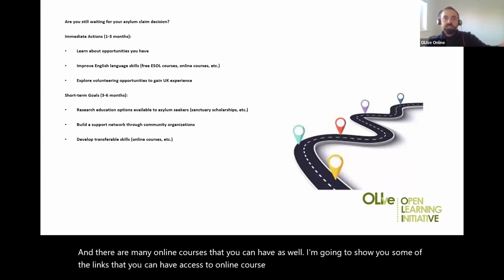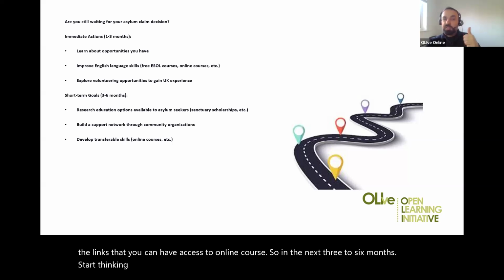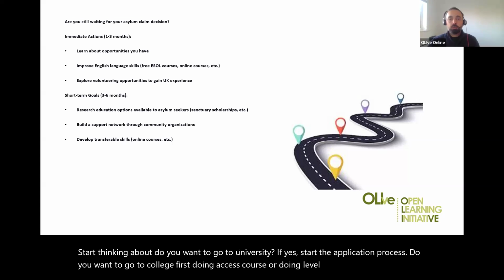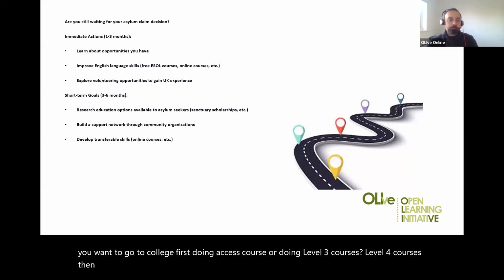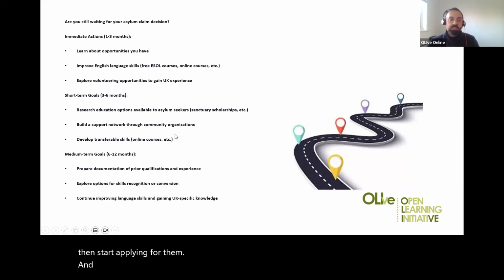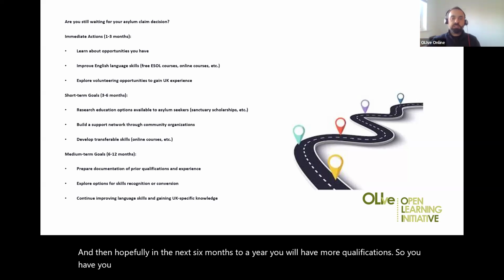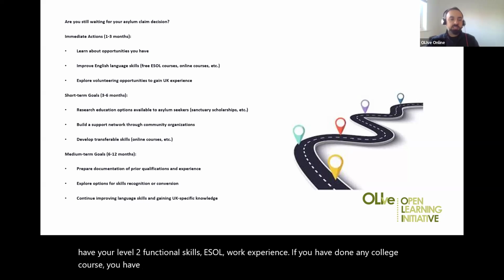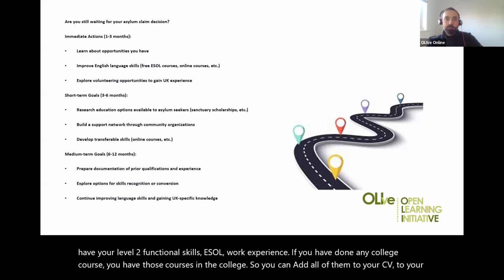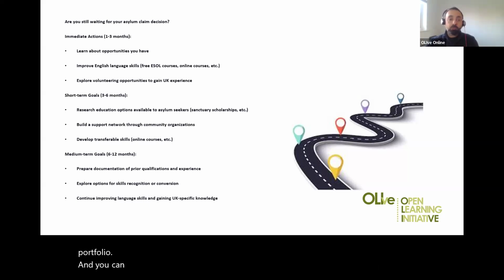So in the next 3 to 6 months, start thinking about, do you want to go to university? If yes, start the application process. Do you want to go to college first, doing access course or doing level 3 courses, level 4 courses? Then start applying for them. And then hopefully in the next 6 months to a year, you will have more qualifications. So you have your level 2 functional skills, ESOL, work experience. If you have done any college course, you have those courses in the college. So you can add all of them to your CV, to your portfolio, and you can apply for better jobs, or you can apply for university courses.